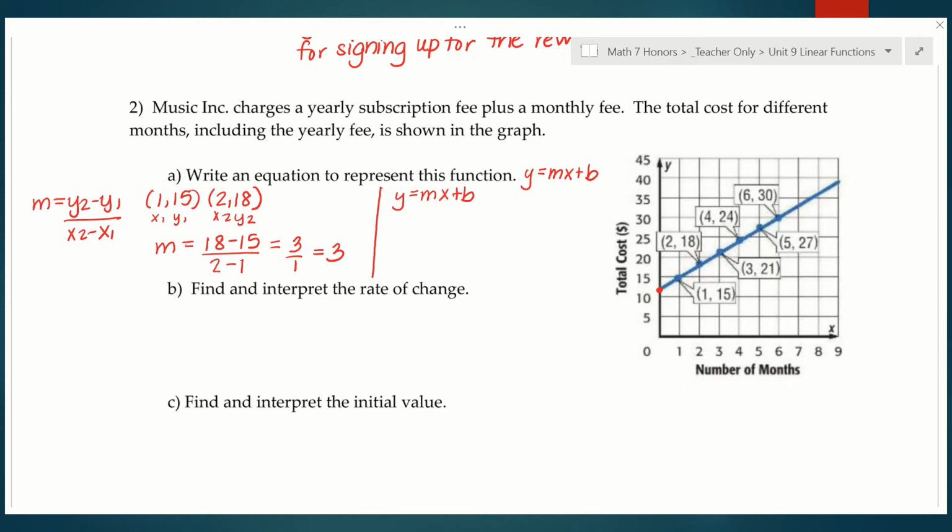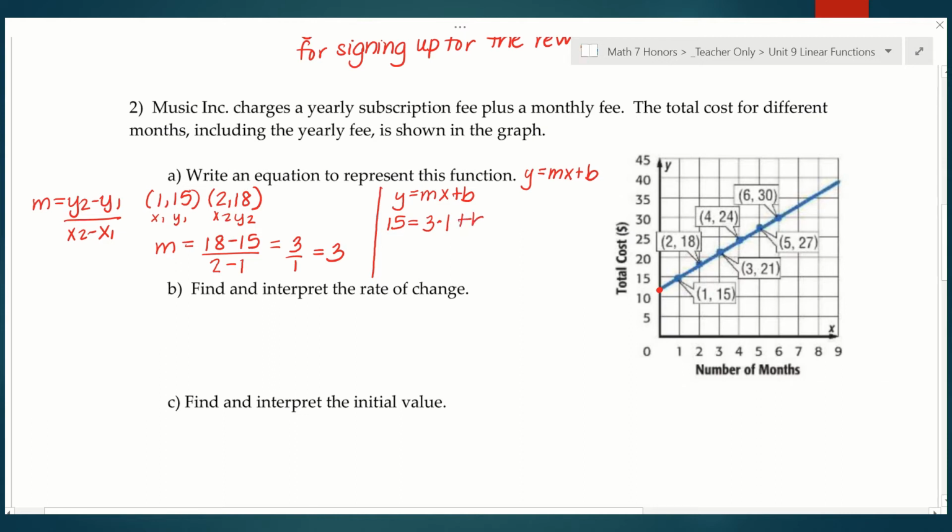And what we do is we pick 1 point. So I'm just going to pick the point (1, 15). And I plug 1 in for x, since it's the x-coordinate, and 15 in for y, since it's the y-coordinate. And I also know the slope is 3, so I'm going to plug that in for m. So I'm going to have 15 for y, because that's the y-coordinate from the point I picked. I'm going to plug in 3 for m, because that's the slope that I got, times 1, because that's the x-coordinate of the point that I picked.